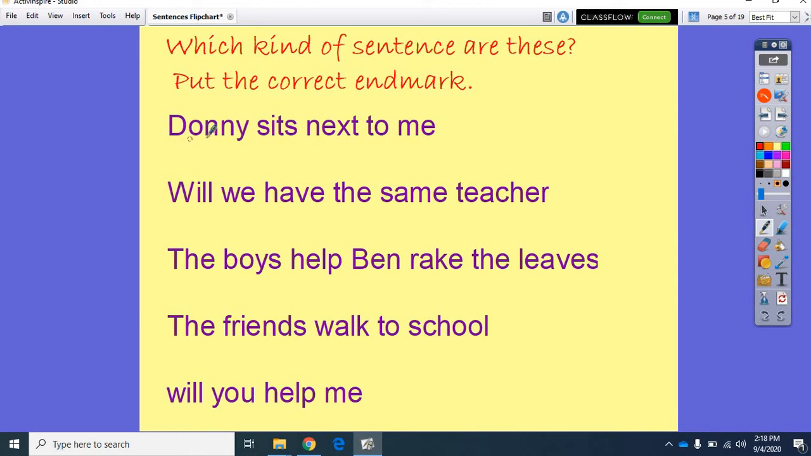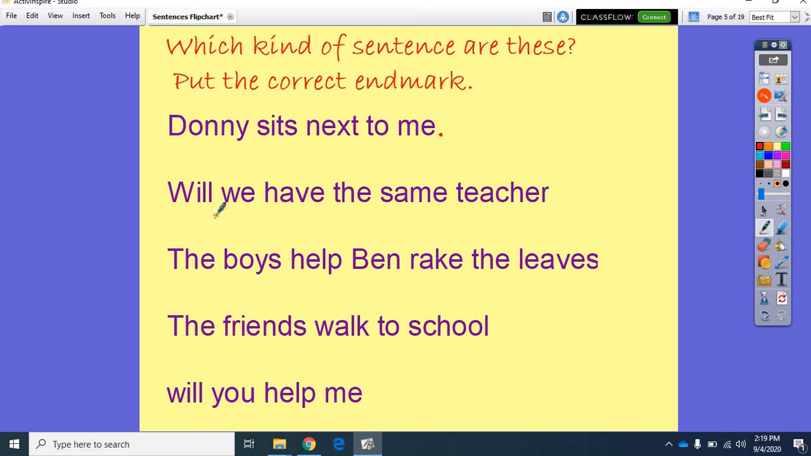So the first one says, Donnie sits next to me. Think before you say anything. If somebody said, Donnie sits next to me, would they be telling you something, like a statement? Or are they asking you something, which would mean they need an answer? So is this a statement or a question? Good. This is a statement. It's just telling you something. So we're going to put a period because statements just need a period.